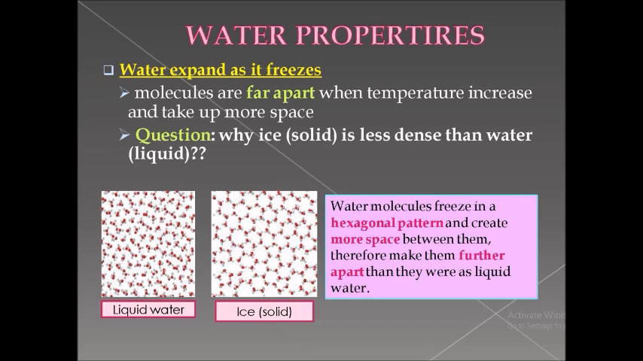Next is water expands as it freezes. How does it occur? The molecules are far apart when the temperature is increased and they will take up more space. So the question is, why is ice less dense compared to liquid? Ice is in a solid state. When in a solid state, the water molecules, as you can see here, are far apart from each other, thus making it less dense compared to a liquid state where the water molecules are very close together, which makes it denser compared to the ice.